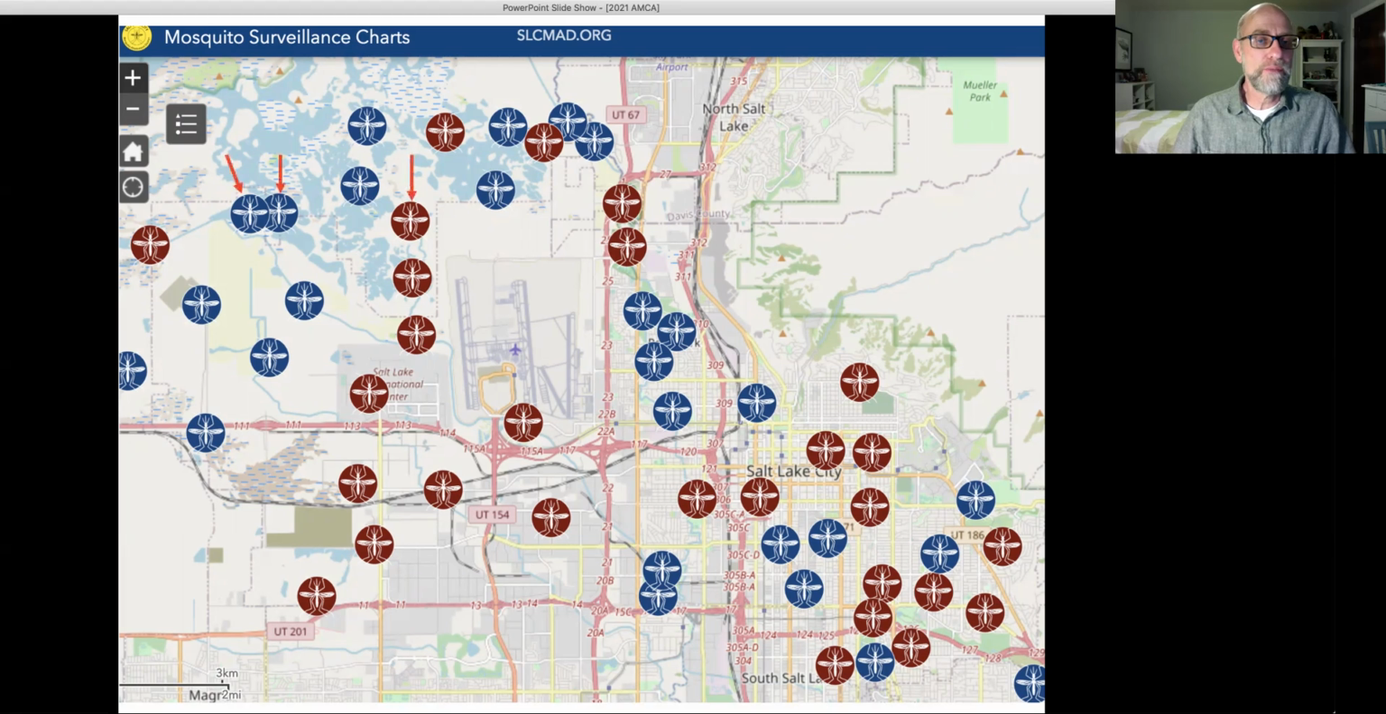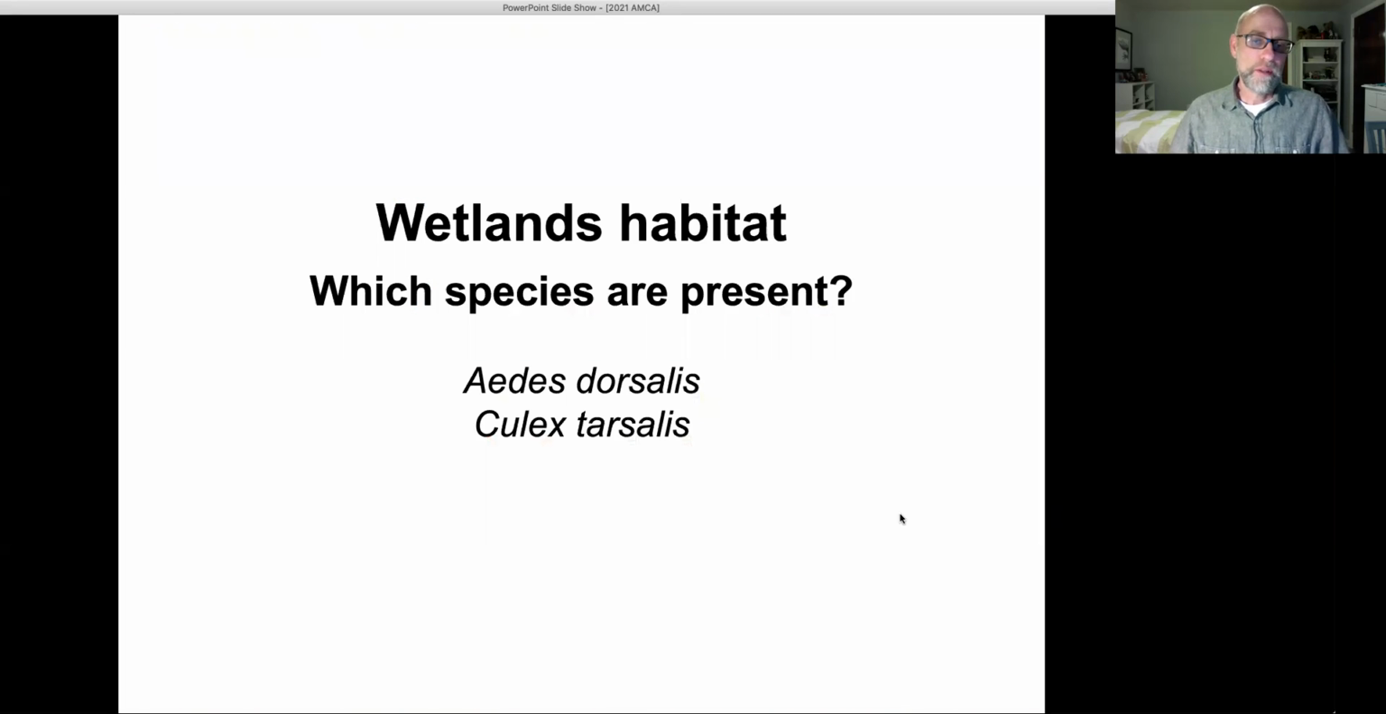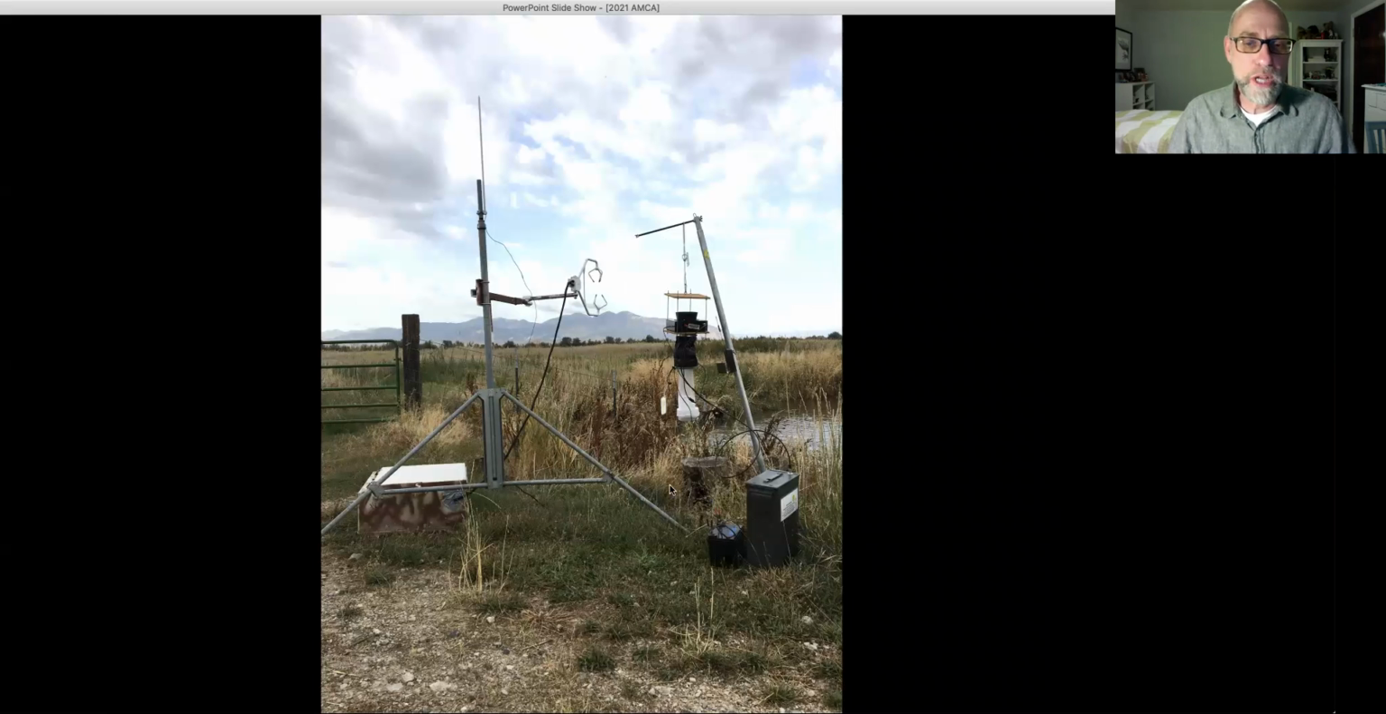Now, these included flat, open areas around the wetlands surrounding the Great Salt Lake, northwest of the airport, and also urban habitats within Salt Lake City itself. In wetland habitats, the species that are primarily collected in these regions are Aedes dorsalis and Culex tarsalis. This image is taken at a field site that's pretty typical of those that we utilized in the wetlands over these past few years. And you can see it is relatively flat, and there's abundant fresh water and brackish water in this region, which means that the mosquito populations are quite high.